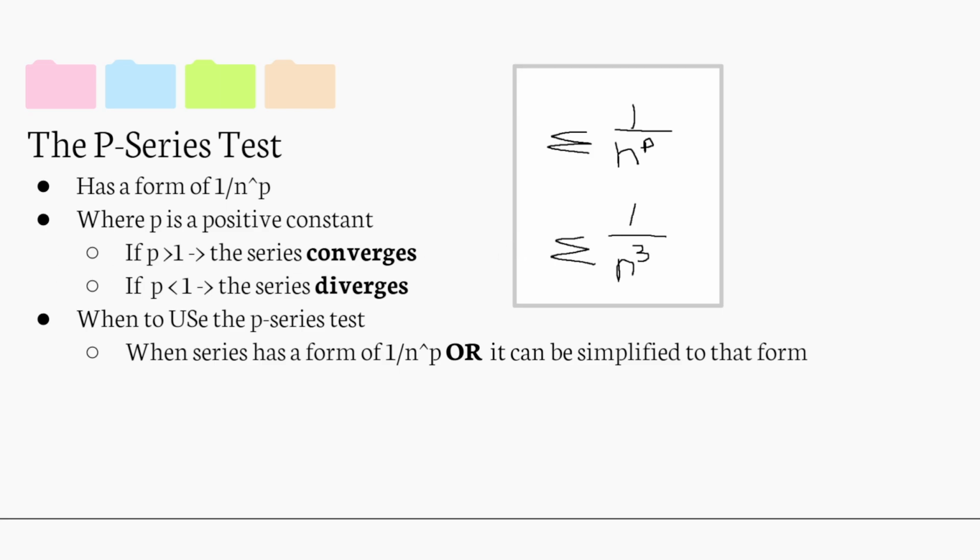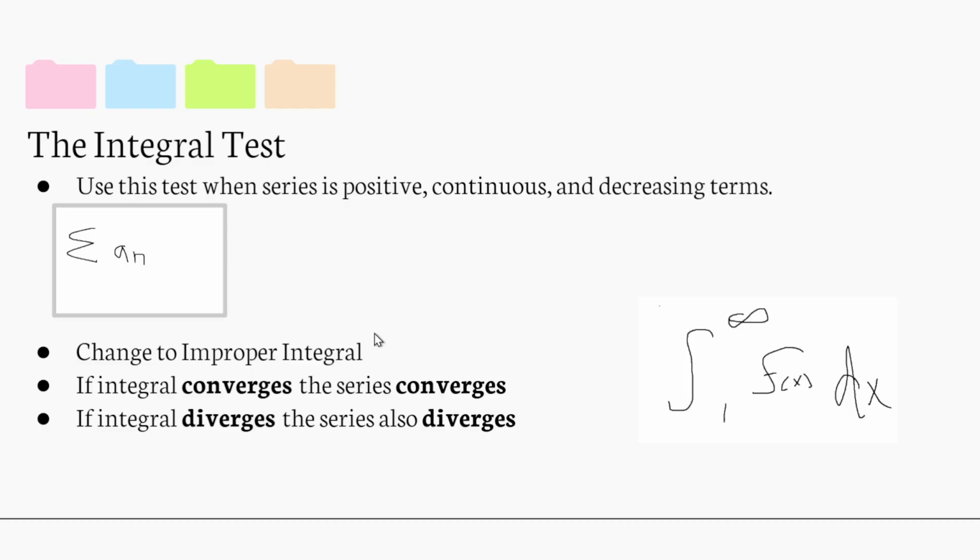So now let's get into the integral test. What is the integral test? This test is slightly more involved, but it's a very powerful test. We use it when a series is in the form of the summation of a_n and has positive, continuous, and decreasing terms. You can compare this series to a function f(x), where f(n) is going to be the a_n inside the summation, and take the improper integral. This series becomes this improper integral, and that is the integral test.